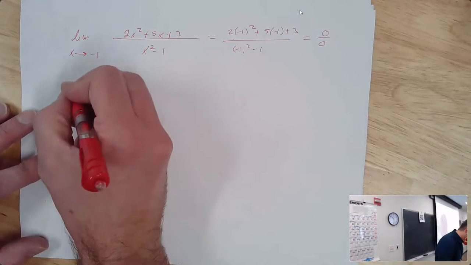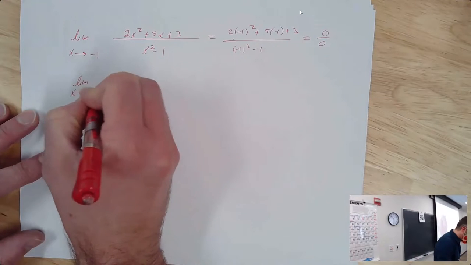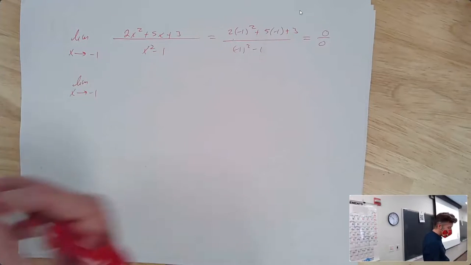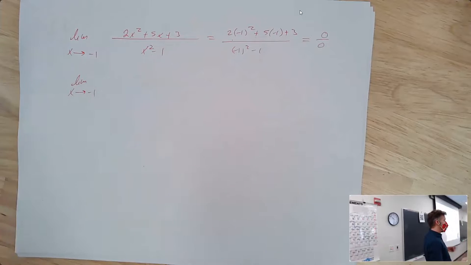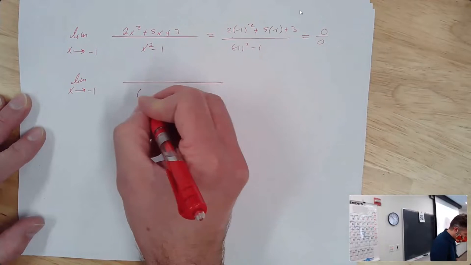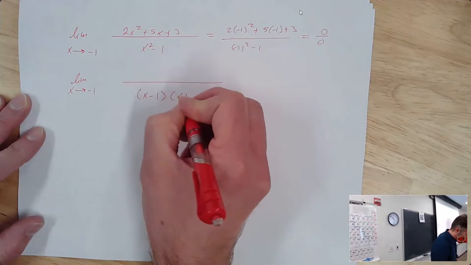All right. So in this case, we would do the usual type of thing where you try to factor out and cancel the thing that's making it 0 on top and bottom. In this case, we know since x is approaching negative 1, it's an x plus 1 factor that's problematic. So easily we can see that the denominator factors as x minus 1 times x plus 1.